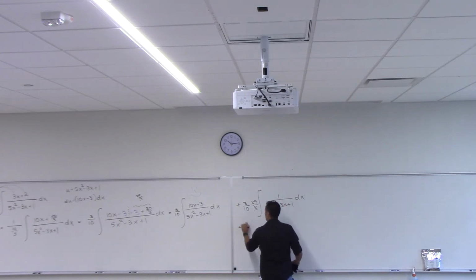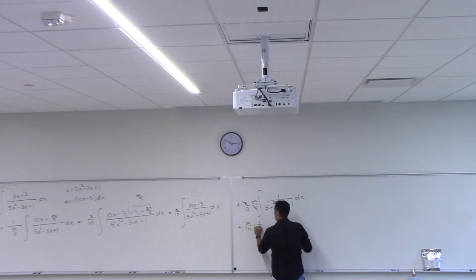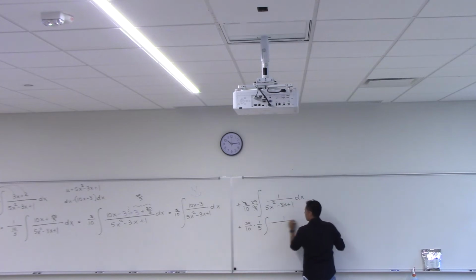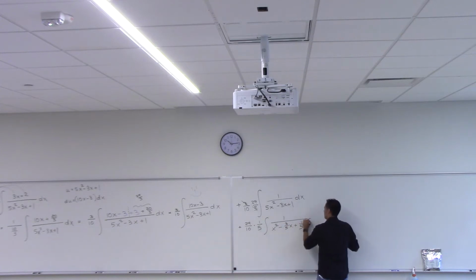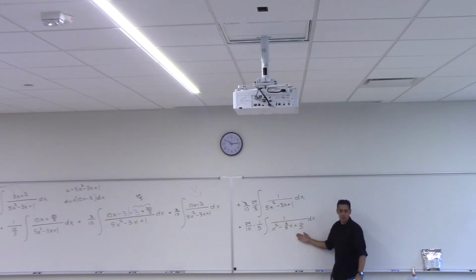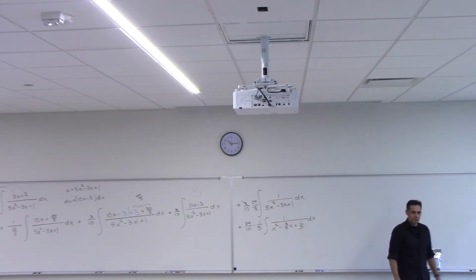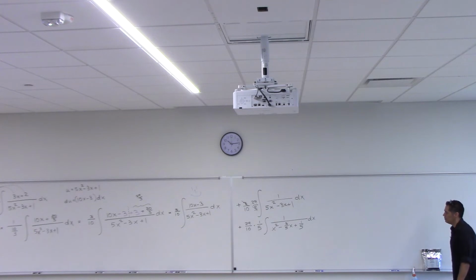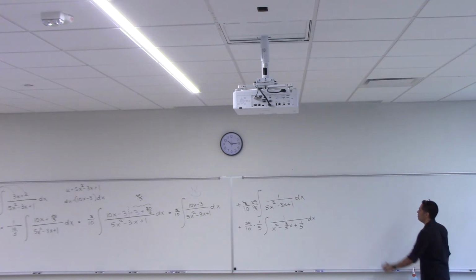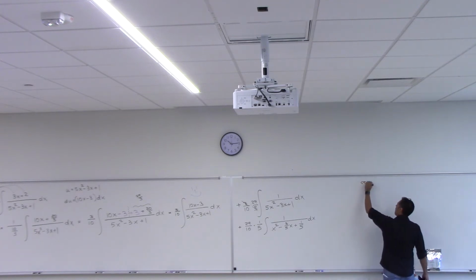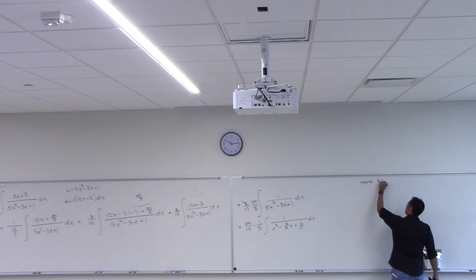This is now 29 over 10 integral. Oh, wait, let's pull the 5 out of the bottom. 1/5 integral 1 over x squared minus 3/5 x plus 1/5, right? Fractions, we're just going to have to deal with them. Pull a 5, pull a 5, pull a 5. That's what you have. Complete the square. 3/10. This is a weird one, right?